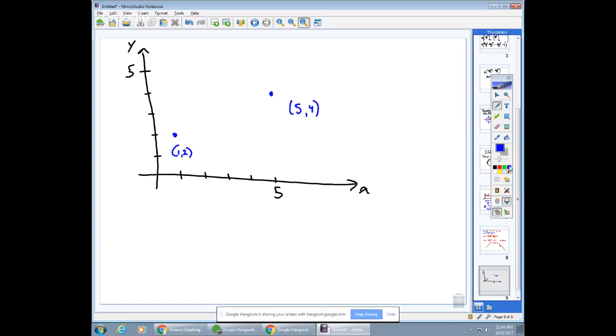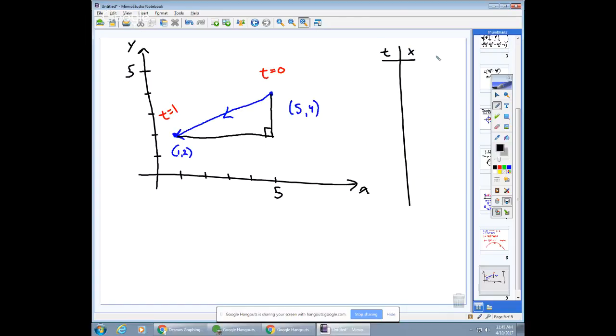And so what I want to do is make a parameterization to get me from this point here to that point there, in that direction. And I want to start with t equals 0 there and end with t equals 1 there. And so we can make a little table to help us think about this. So I have t to consider, I have x to consider, and I have y to consider.